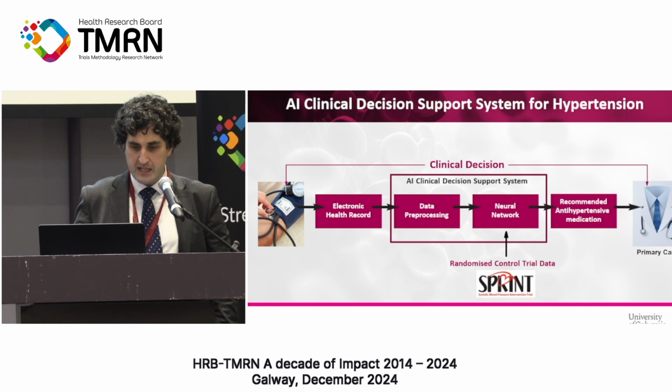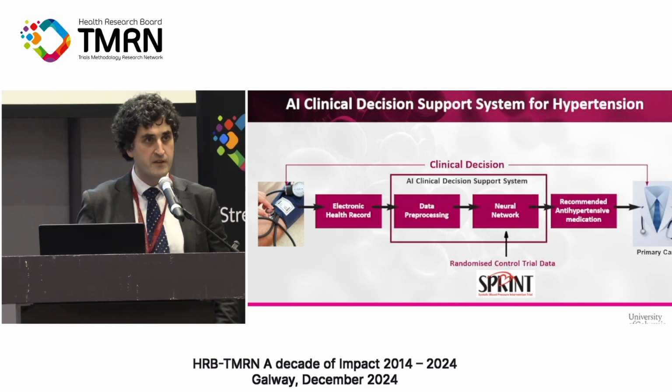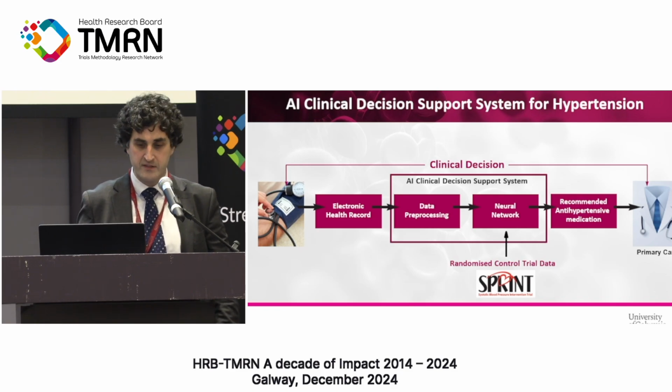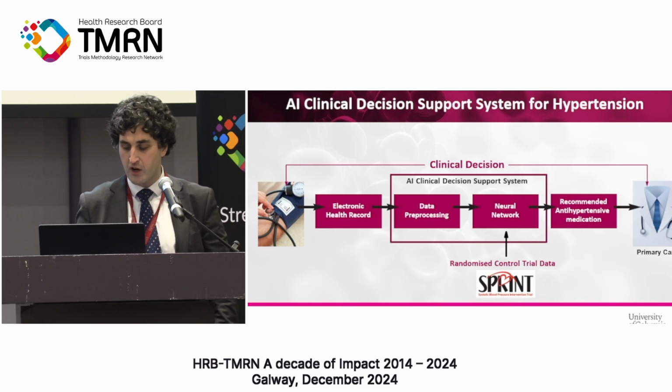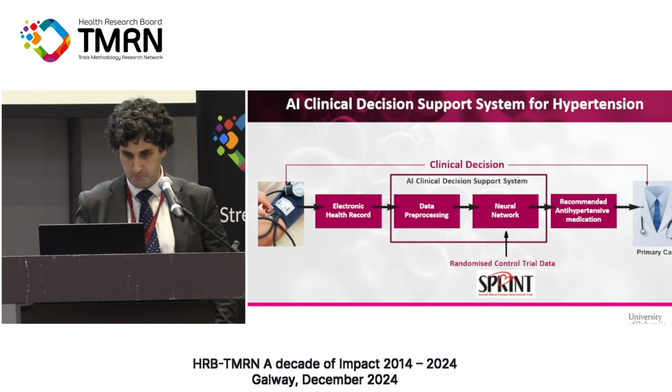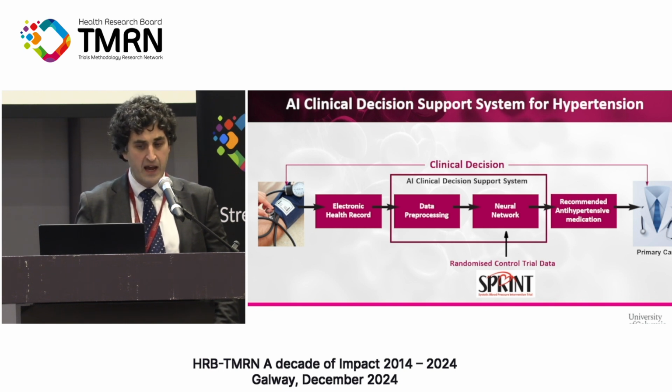So the patient journey for the AI clinical decision support system for hypertension is, starting on the left-hand side, the patient comes to the primary care physician. All of the information about the patient is entered into the electronic health record. So this will include their past medical history, the medications they're on, their blood test results, what happened at the last visit, and what's happening at the current visit. All of that information is passed into the AI clinical decision support system.